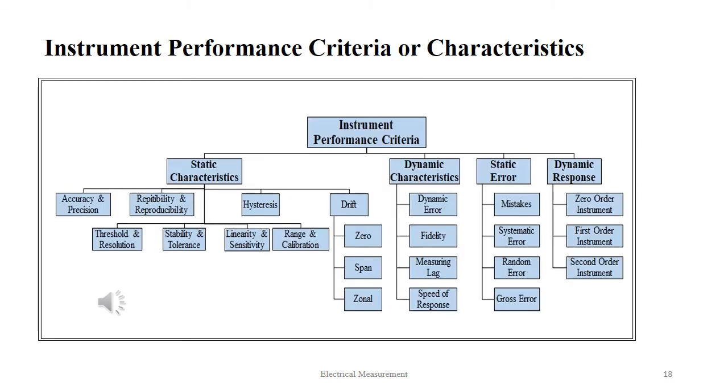Here in this picture we see the classification of the performance criteria of an instrument. They are broadly classified into four categories: static criteria, dynamic criteria, static error, and dynamic response. Under the static criteria, they can be accuracy, precision, repeatability, reproducibility, hysteresis, threshold, resolution, stability, tolerance, linearity, sensitivity, range, calibration, and under drift it can be zero, span, or zonal. The dynamic criteria are dynamic error, fidelity, measuring lag, and speed of response. Static errors can be mistakes, systematic error, random error, and gross error, while the dynamic response can be zero order instrument, first order instrument, and second order instrument.